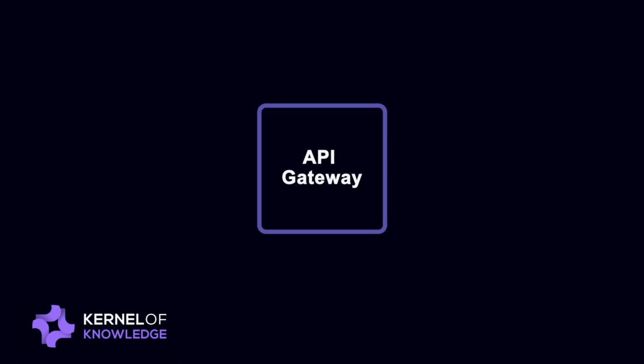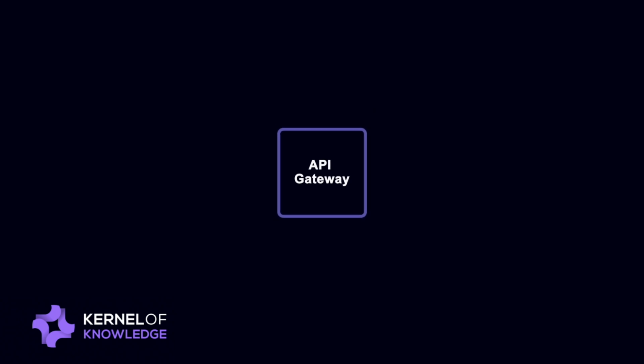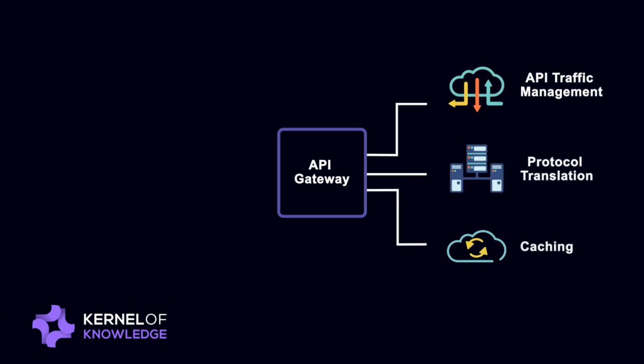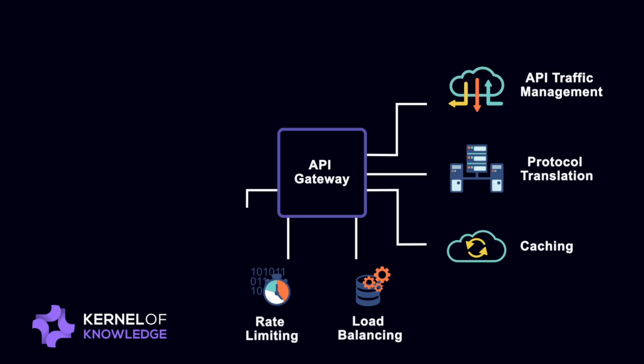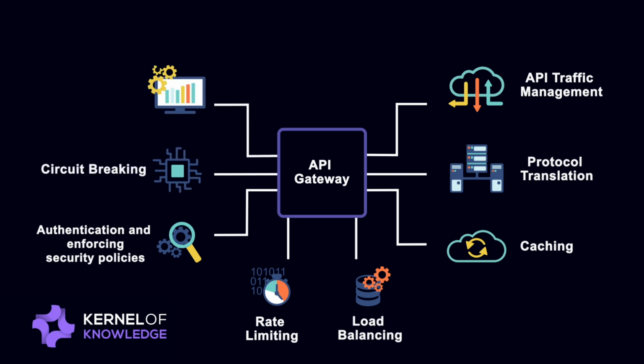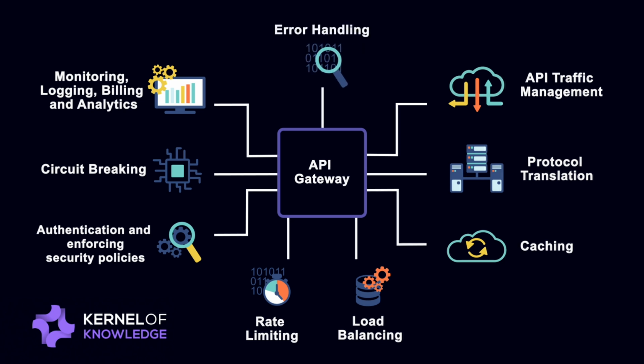API gateways have a lot of responsibilities. They manage API traffic, protocol translation, caching, load balancing, rate limiting. They can also do the authentication and enforcing security policies, as well as things like circuit breaking, monitoring, logging, billing, and analytics, as well as error handling. So you can see that API gateways can do a lot, and they are super powerful.